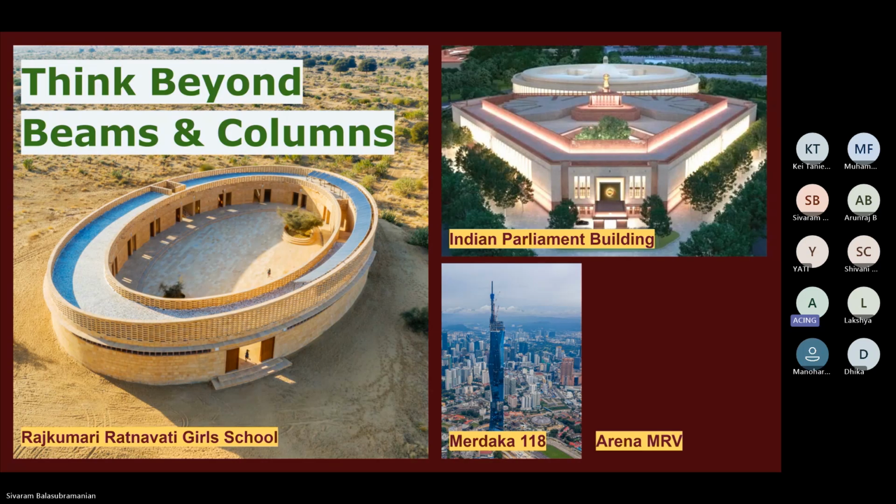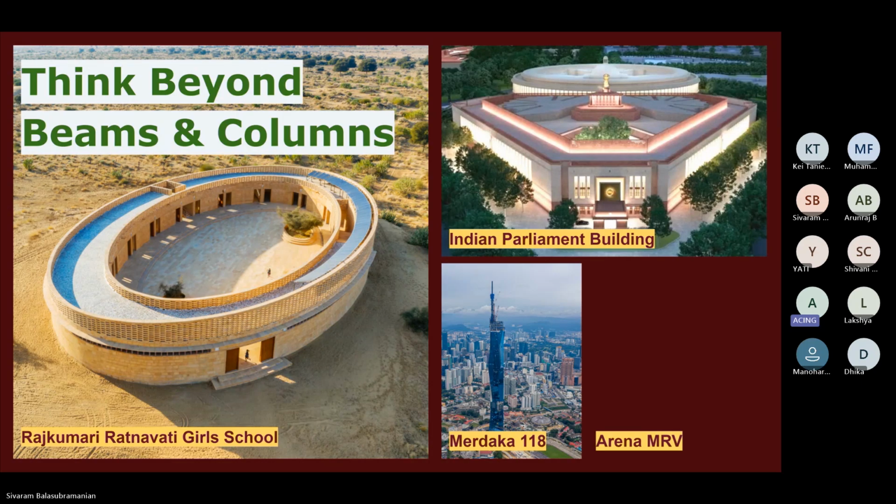So all those buildings that are visible to you are all done basically completely on Archicad. The Rajkumari Ratnavati Girls School is an oval-shaped building by Diana Kellogg Architects in Rajasthan, and it has all the energy simulations and different kinds of materials. Everything on this is done on Archicad. The new Indian Parliament building by HCP Design has also been done completely on Archicad.